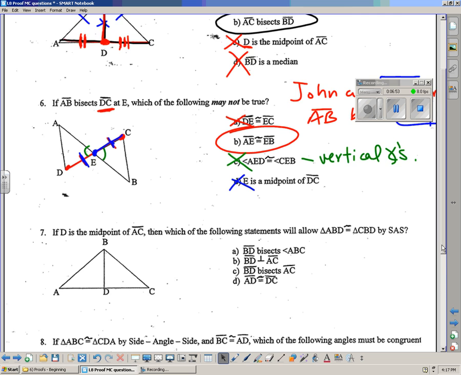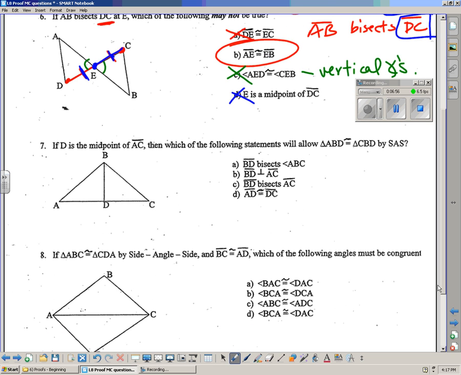All right, number 7 says, if D is the midpoint of AC, if we know D were to be the midpoint of AC, then AD is congruent to DC. We get that. It says, which of the following statements will allow the triangles to be congruent by side angle side? So far what we have is we have AD and DC congruent, and we also get the reflexive property for free. So if you think about this, we want side angle side. So what that means is we really need this included angle, side angle side. We need this included angle to be marked off. Okay? We need the included angle to be marked off, and if you notice, it looks like a right angle. That's what we want.